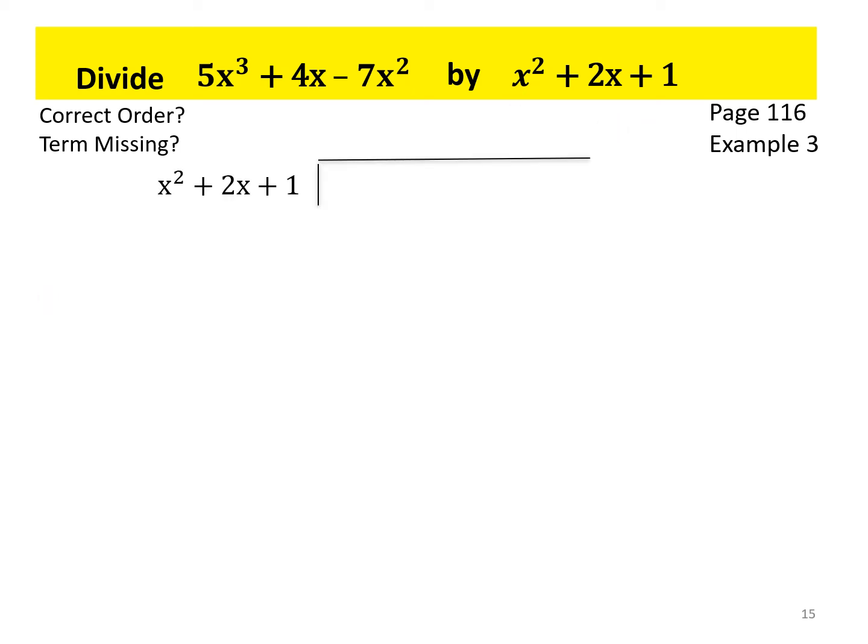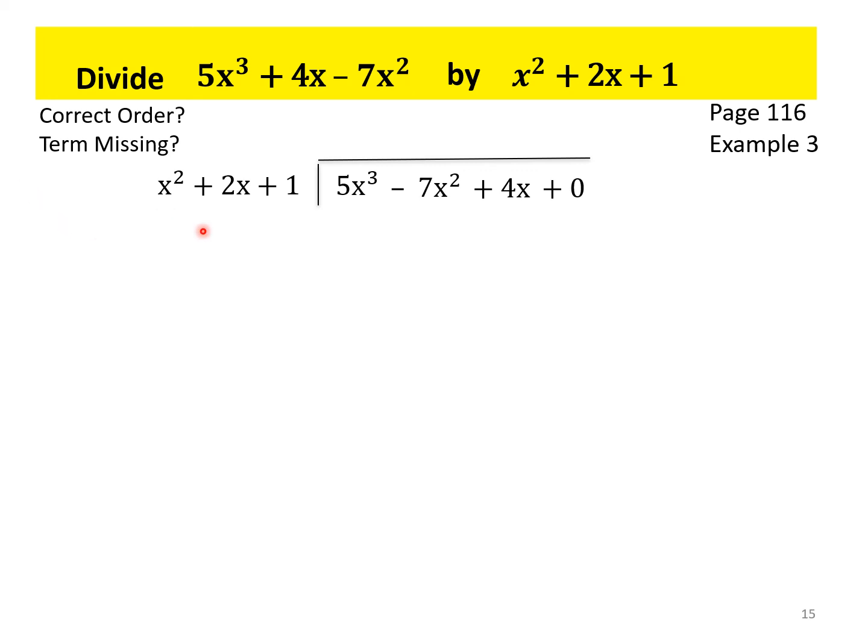We're going to write the problem, and as we do this, we're going to correct the order. So we look at the highest exponent, x cubed, so we write 5x cubed. After the x cubed, we should have an x squared, and we do, minus 7x squared. Now we should have an x raised to the first power, and we do, plus 4x. Now we should have the constant, which we don't have, so you put plus 0. And now we'll work the problem.